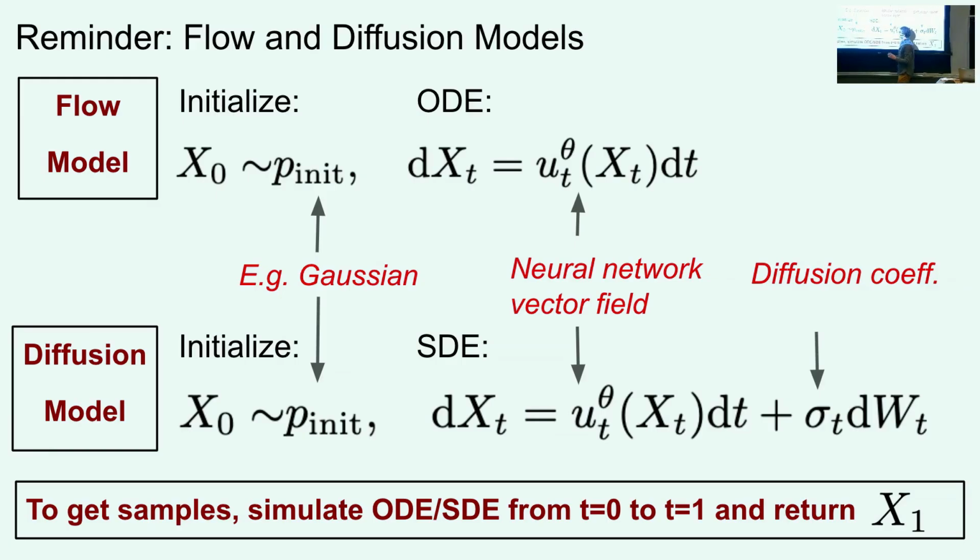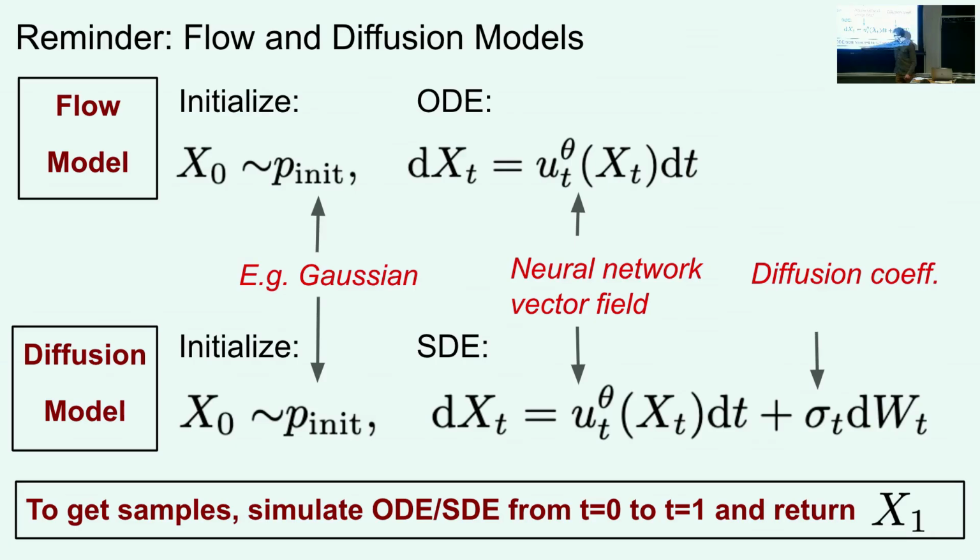So we learned that a flow model is randomly initialized with an initial distribution P init, that's usually a Gaussian. And then you simulate some sort of ODE with a neural network that represents the vector field of that ODE. In a diffusion model, we do the same thing. We initialize with P init as well. But then we simulate an SDE, which also has an ODE component that's given by the vector field, but we add noise that's scaled by a diffusion coefficient sigma t and a Brownian motion W t.